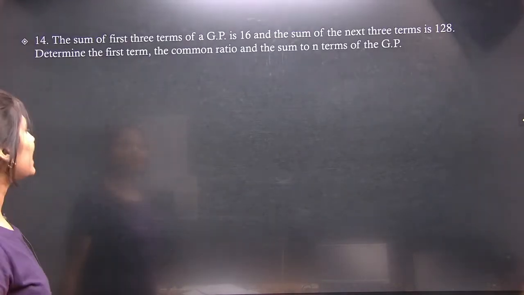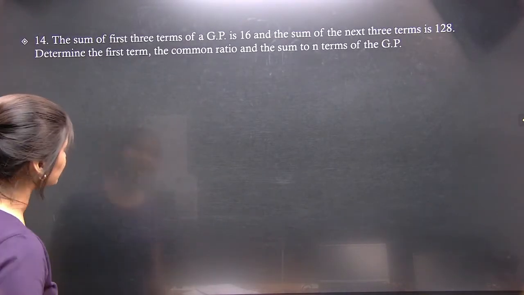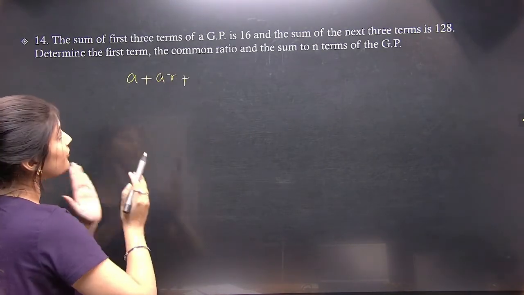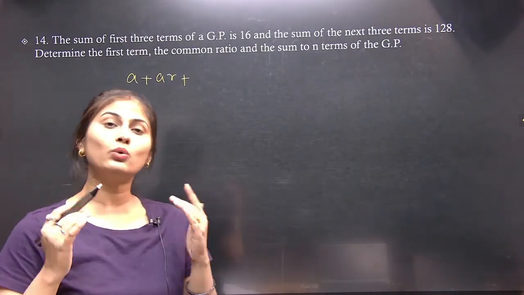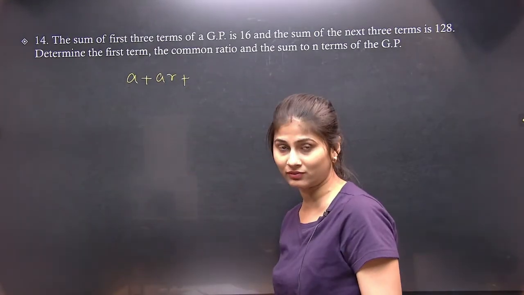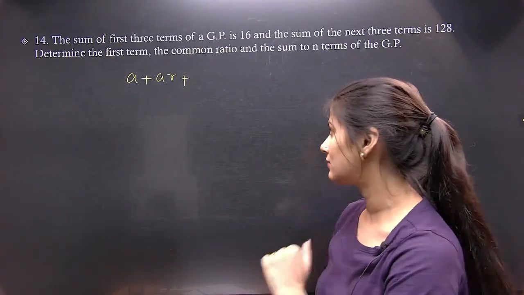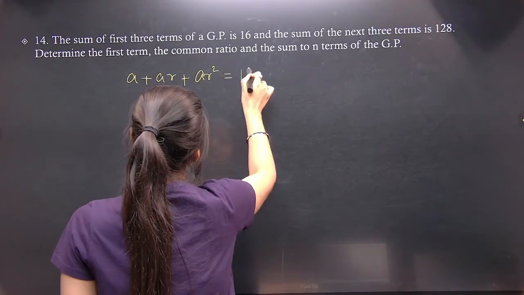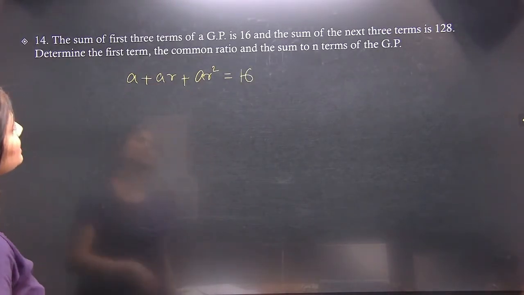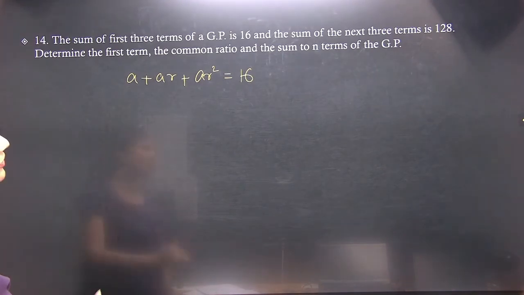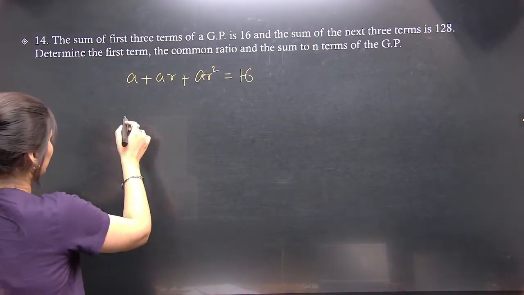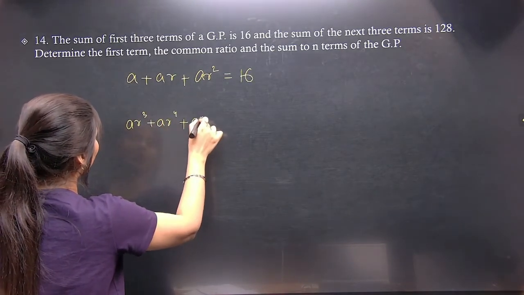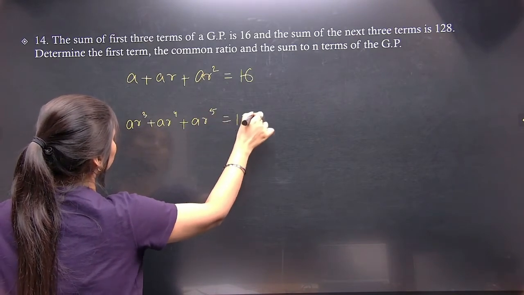The next question says the sum of the first 3 terms of a GP is 16. Let us consider the first 3 terms are a, ar, ar square. It says first 3 terms; it's not saying that it has only 3 terms. If it says only 3 terms, then we will consider a by r, a and ar. Here, ar square is the general term, and the sum is 16. The sum of the next 3 terms is 128, so ar cube plus ar^4 plus ar^5 is equal to 128.